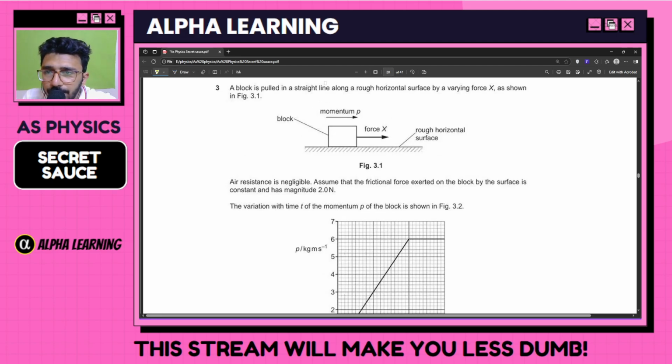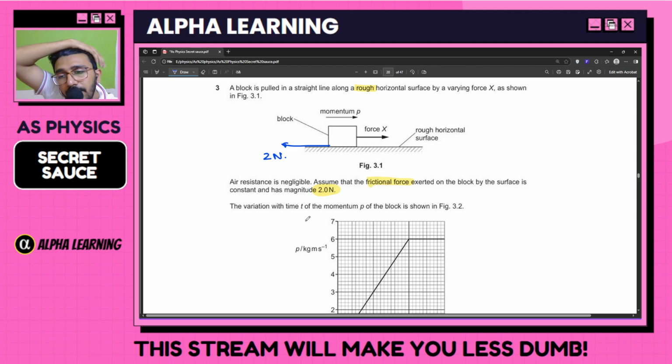A block is pulled in a straight line along a rough horizontal surface. So if you have a rough horizontal surface, that means you have a frictional force. As shown, air resistance is negligible. Assume that the frictional force, see, this is what I was saying. If you have a rough surface, you will for sure have a frictional force exerted on the body by the surface and has a constant magnitude of 2 Newton. Okay, so a frictional force is always acting on the block that has a magnitude of 2 Newton.